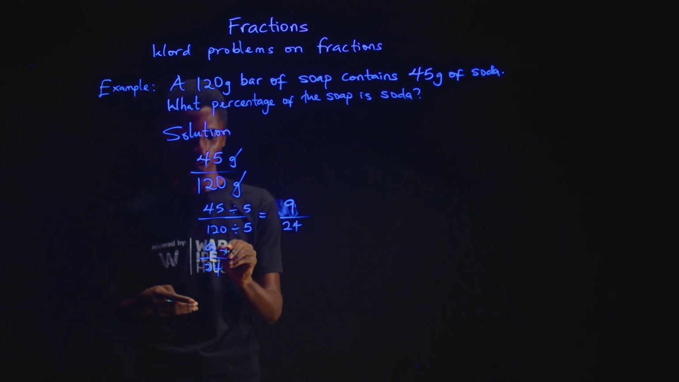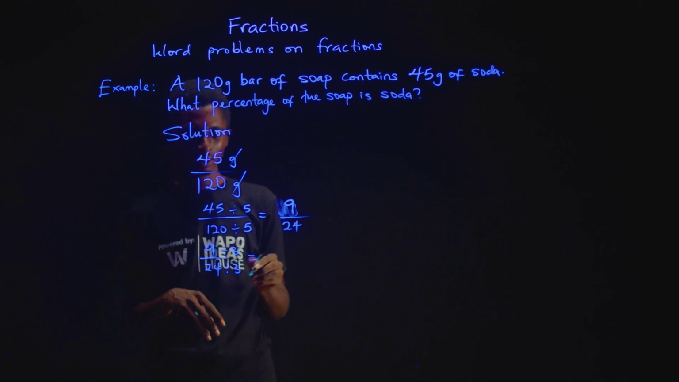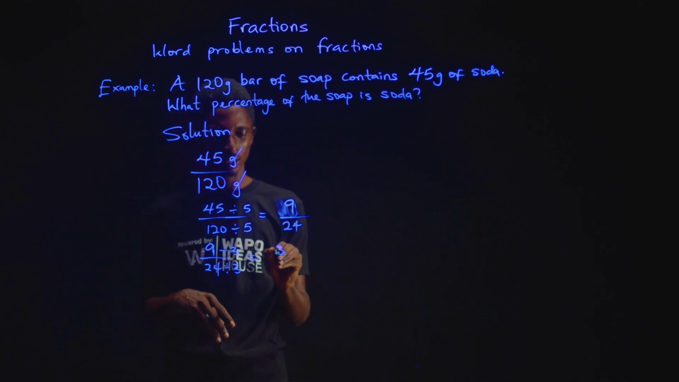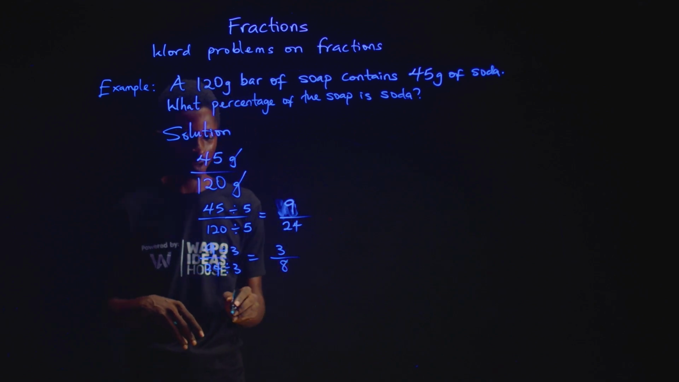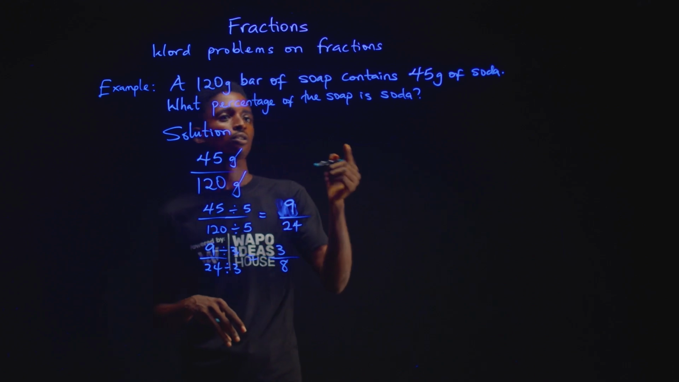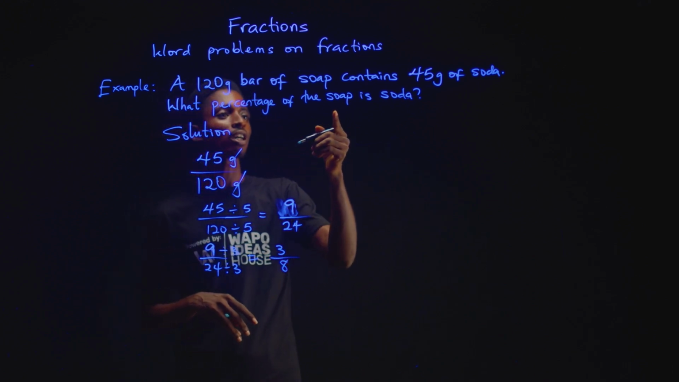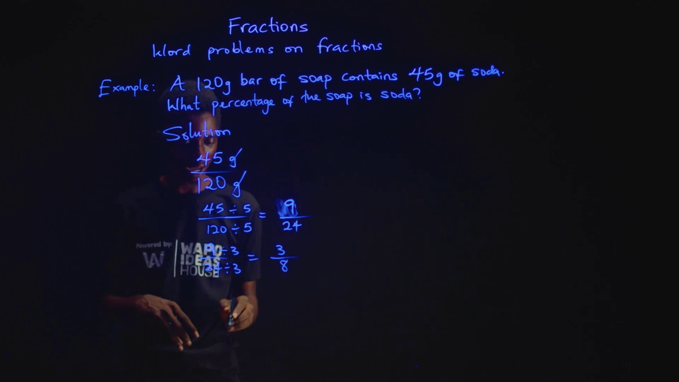Let's see a common factor, that is 3. Now let's divide by 3. And then 9 divided by 3 will give us 3. And then 24 divided by 3 will give us 8. So therefore, the fraction of soda in the soap is 3 over 8.